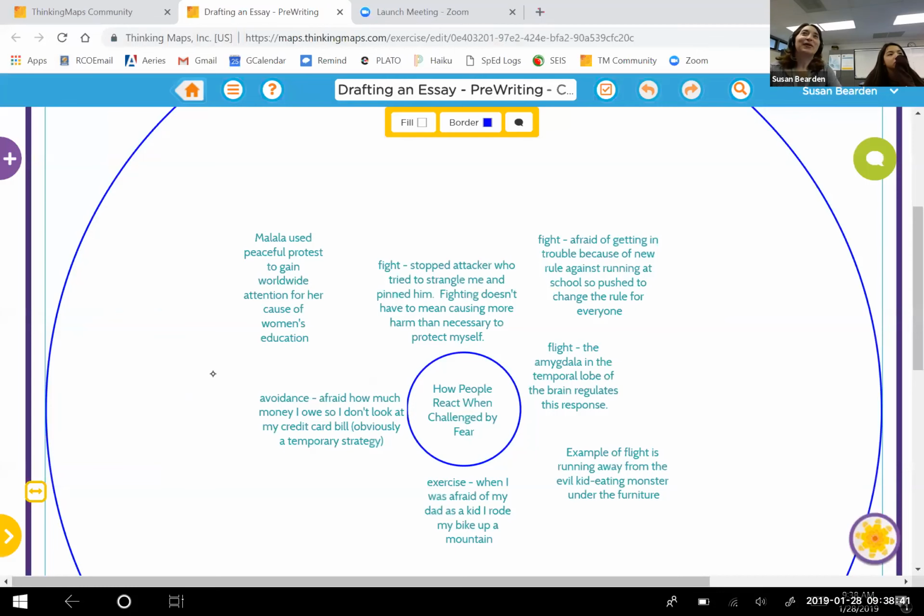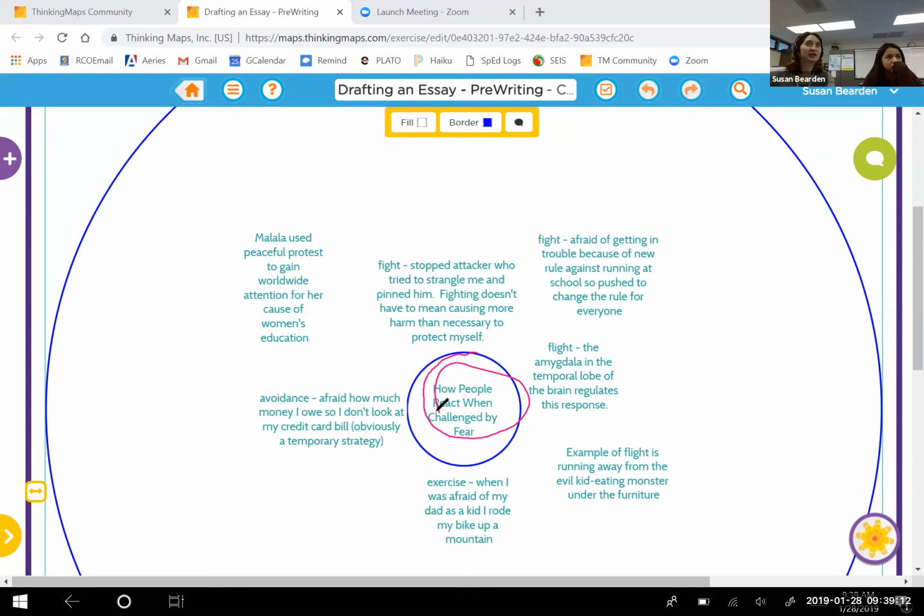All right, so I've gone ahead and gotten started with this circle map. For those of you who aren't familiar with them, a circle map begins when we put our topic in the middle and draw a circle around it. In this case, the question was how people react when challenged by fear. That's the topic that we're writing towards. And so we put that in the middle, and then we're going to do a brainstorm.